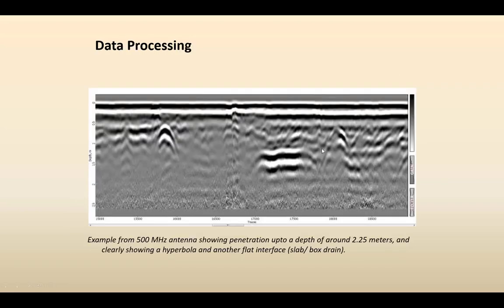This is an example of a GPR record. This is a 500 megahertz antenna showing penetration up to a depth of around 2.25 meters and clearly showing a hyperbola. This is a hyperbola and another flat interface. This can be related to a slab or box drain. We will look more into GPR in a separate session on GPR, but the data needs to be processed and ultimately you are able to detect your different pipes and cables and structures underground.